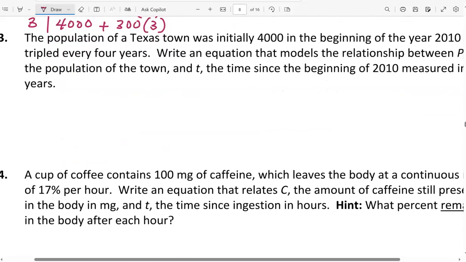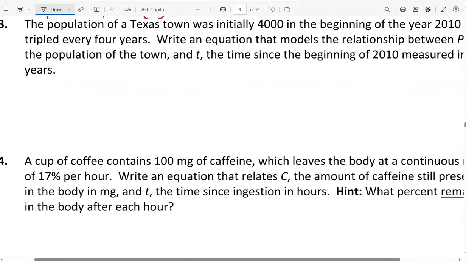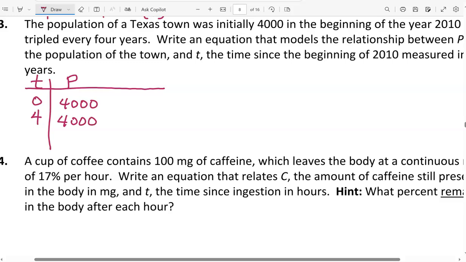In number 3, we're still talking about that same Texas town. It has an initial population of 4,000, and it triples every 4 years. So at the end of 4 years, the population will be 4,000 times 3. At the end of another 4 years, so that would be at t equals 8, the population gets multiplied by 3 again, so 4,000 is multiplied by 3 squared. And then at the end of 12 years, 4,000 would be multiplied by 3 to the 3rd power.